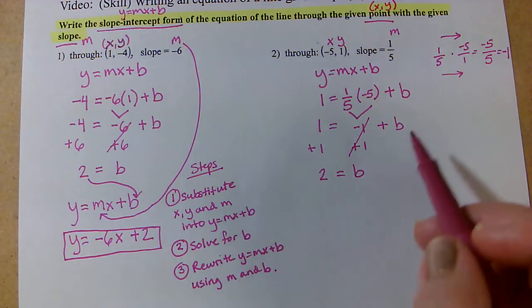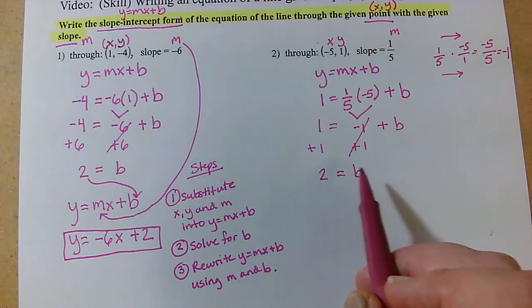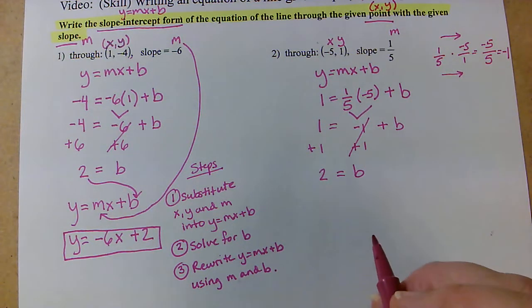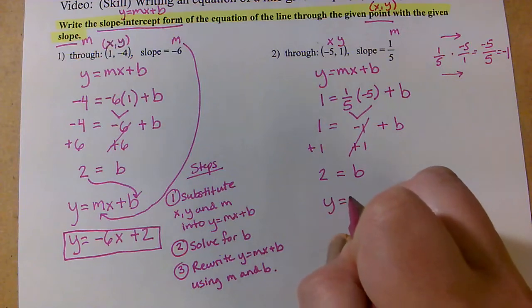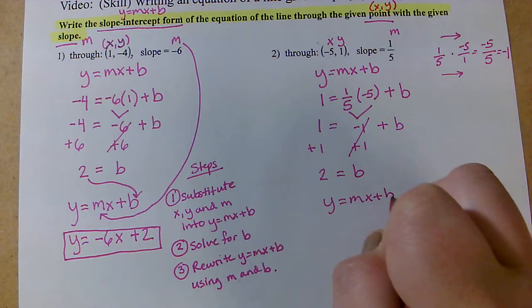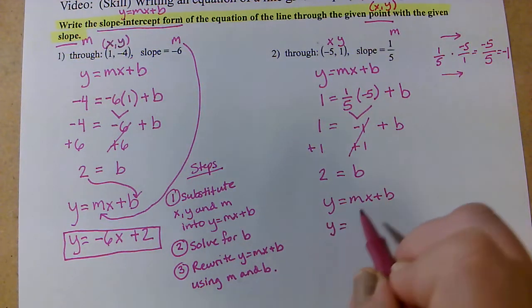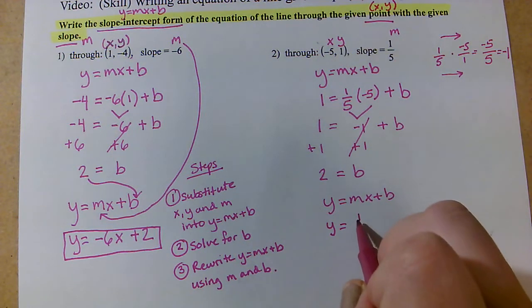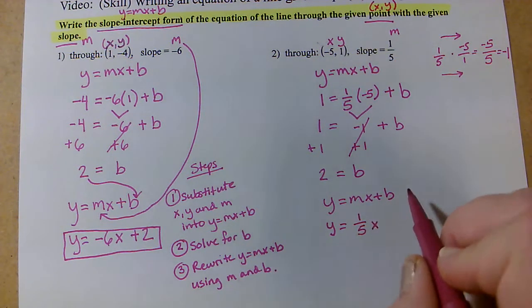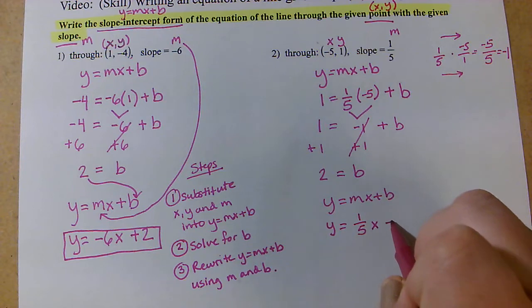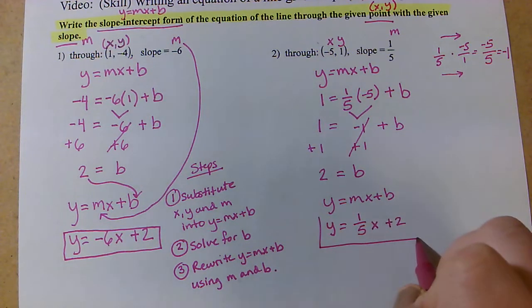So I'm going to go ahead and fill my slope and my y-intercept into my equation. So I'm going to start with y equals mx plus b. It's going to be y equals, my slope is 1/5, so I'm going to put 1/5 x plus b. My b is a +2, so plus 2, and then I'm going to put a box around my answer.